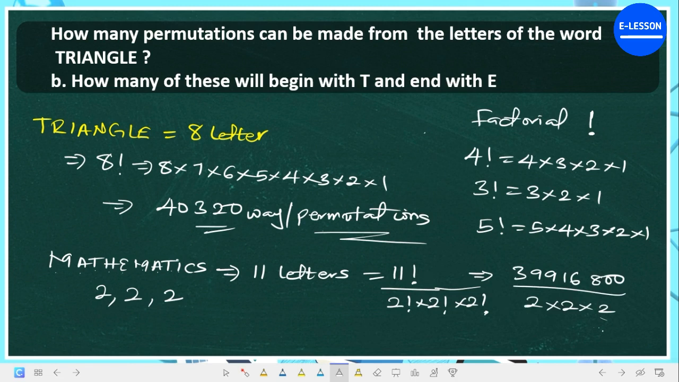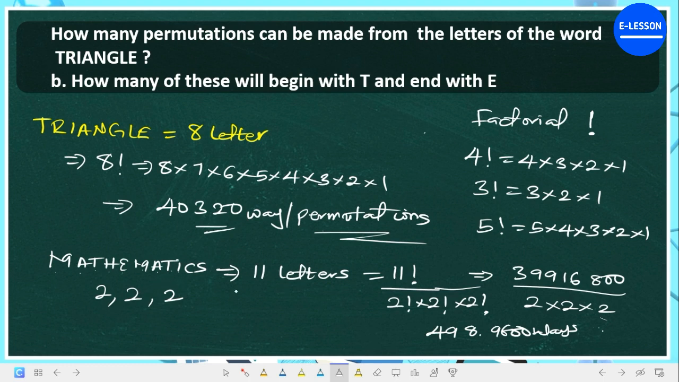Then 2 factorial each is 2. This 2 factorial means 2, and this 2 factorial means 2. If you divide this with this, it's going to give us 4,989,600 ways in which the word mathematics can be arranged. So that is the part A of this particular question.